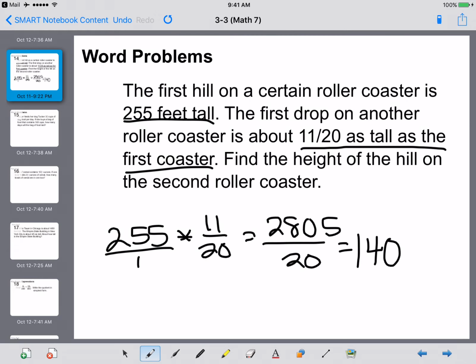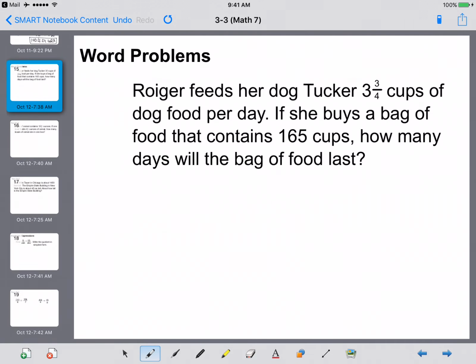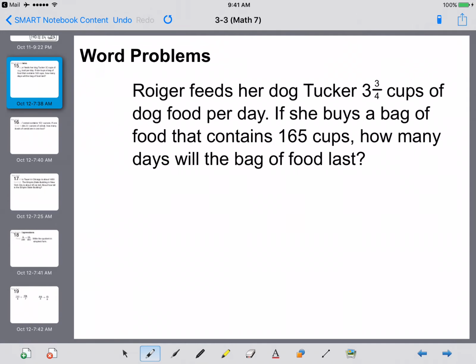And the leftover amount we have is 5/20, which is the same thing as 140 and 1/4. We're going to label it in the context of this problem, so it's 140 and 1/4 feet tall. This one says Rager feeds her dog Tucker 3 3/4 cups of dog food per day. If she buys a bag of food that contains 165 cups, how many days will the bag of food last?